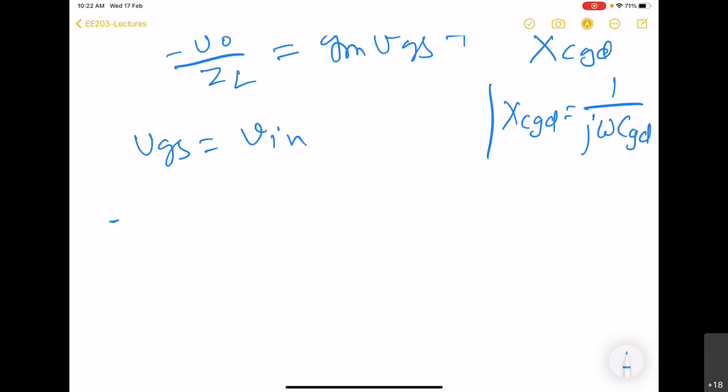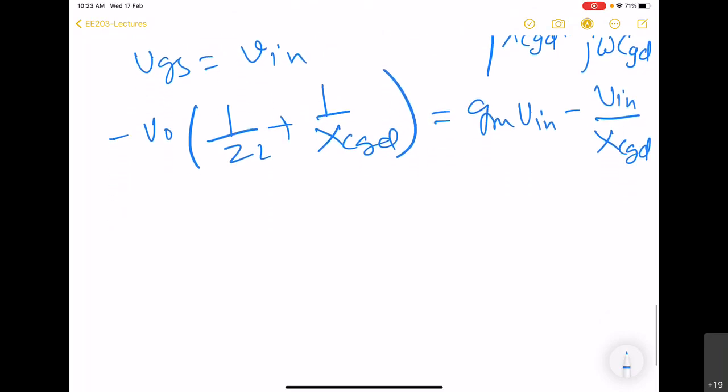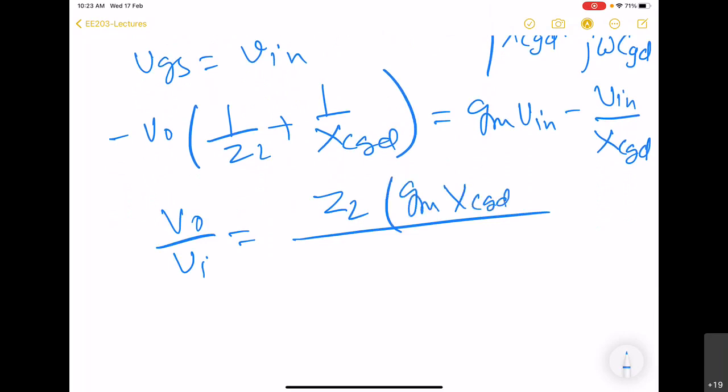So the above equation can now be written in this form. VO minus VO into 1 by ZL plus, when we take the VO from that side to the left side, we get X CGD is equal to GM VI minus V divided by X CGD. So from here one can find out VO by VI, and this will turn out to be ZL into GM XCGD minus 1 divided by ZL plus XCGD.